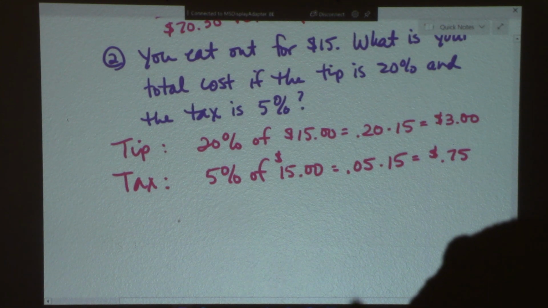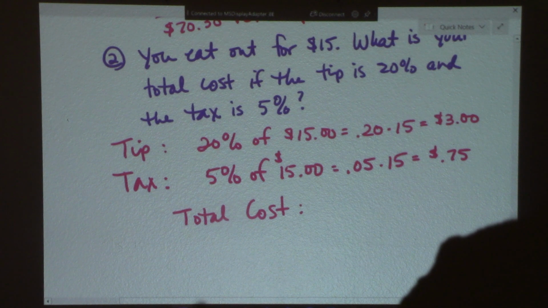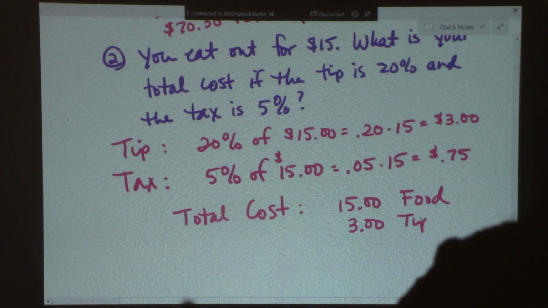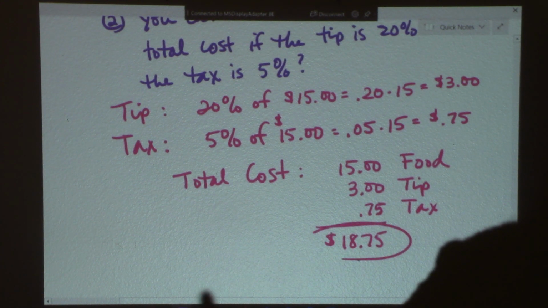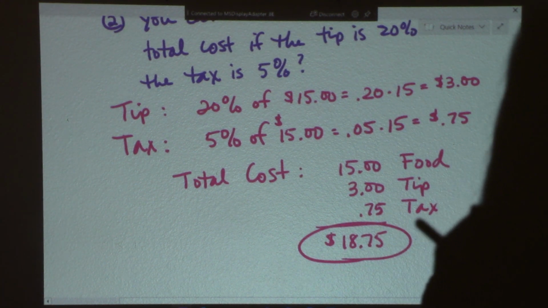Okay, so I'm going to have my total cost is the food plus my tip plus the tax. And I get, not 25, 75, and I work that out and I get $18.75. And that is the total cost for my meal.